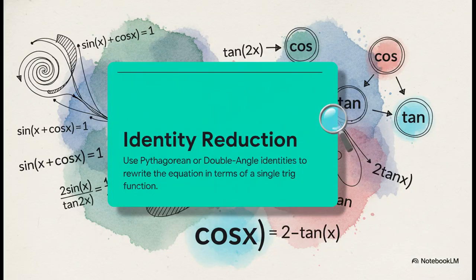Next in the toolkit, identity reduction. The whole goal here is just to make things simpler. If you've got an equation with a messy mix of sines and cosines, or maybe different angles, your mission is to use an identity to rewrite it. You want to get everything down to just one single trig function. That makes it way easier to solve.